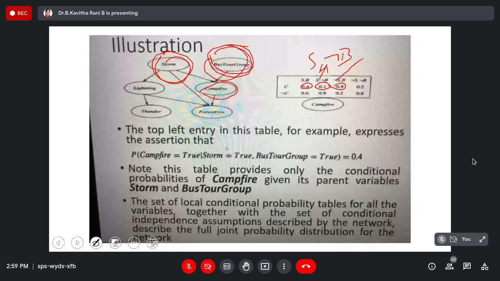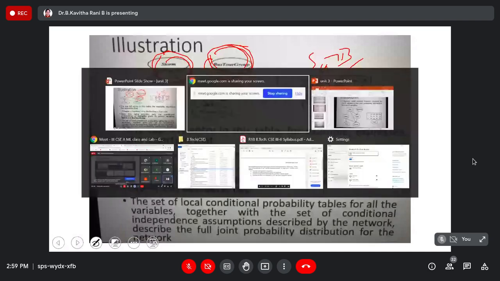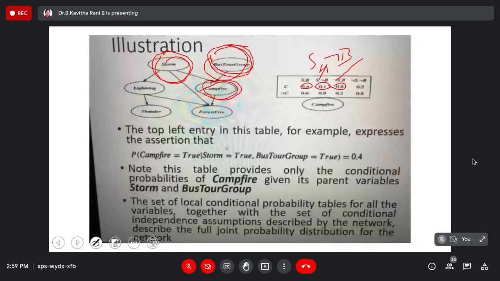In the same way, probability of setting up campfire when storm not occurred, and the bus tour group also did not occur. Campfire yes, but neither occurred, that is 0.2. So once again I'll repeat it.